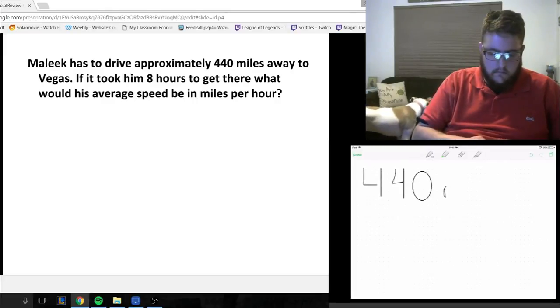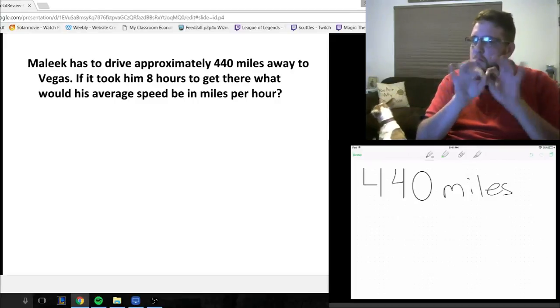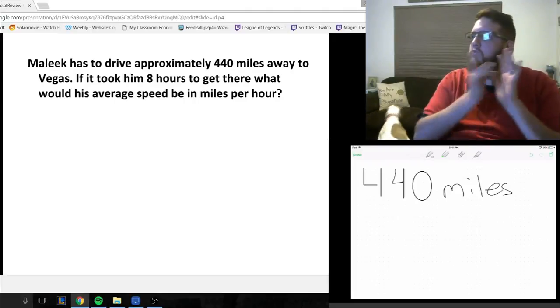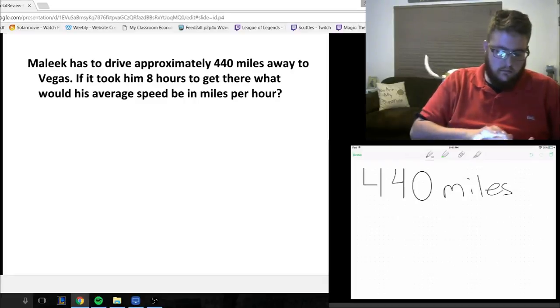if we want to find out how fast he was going in miles per hour. We are certainly going to need to know the miles. So we've got 440 miles, and if we keep reading on the second line, it says it took him 8 hours to get there. Well, that's the second part of our unit rate, miles per hour. So let's go ahead and write down the hours.